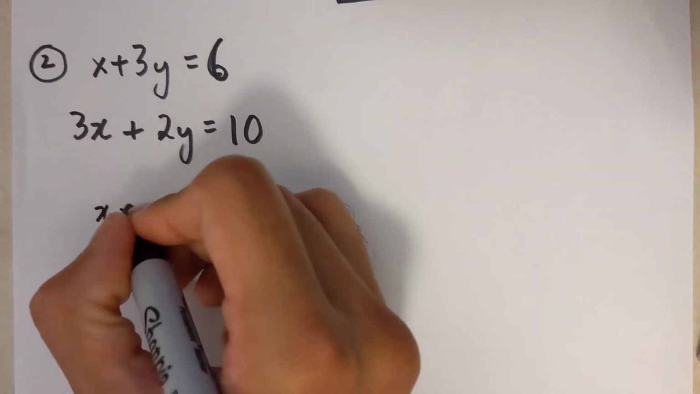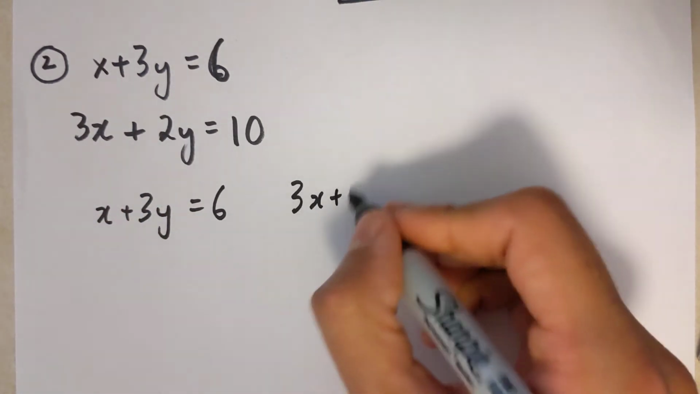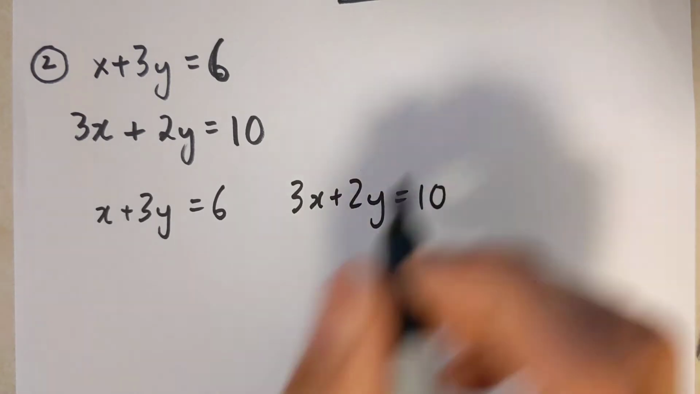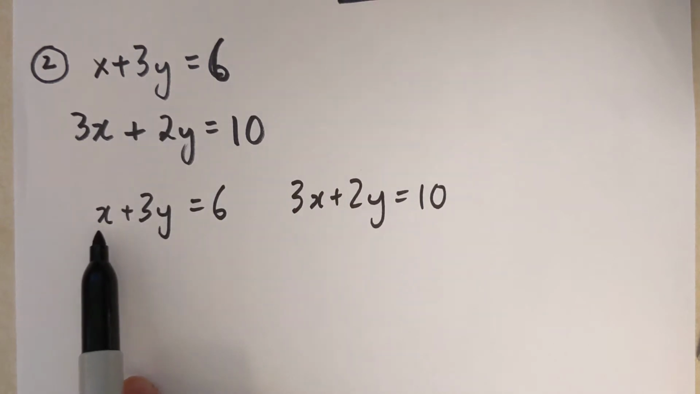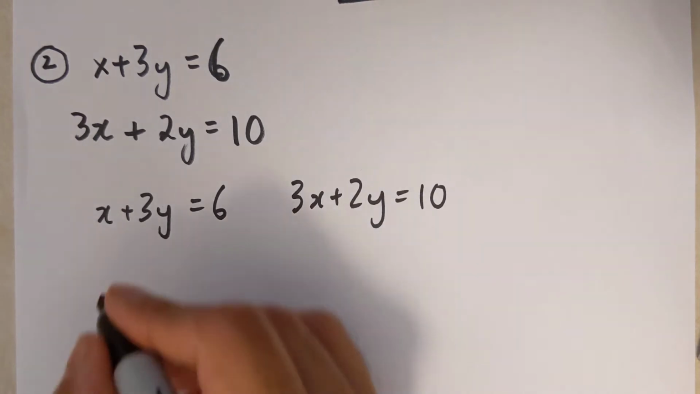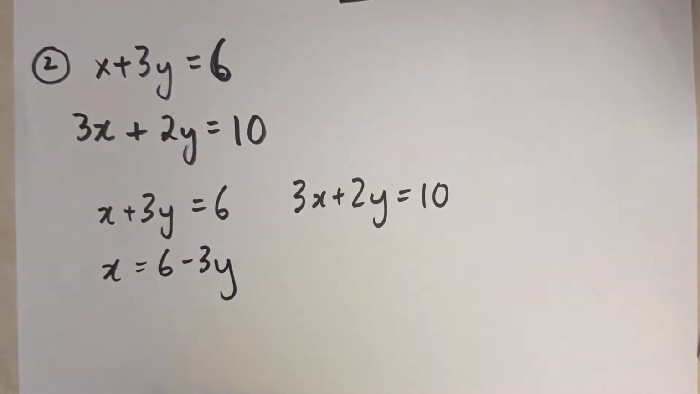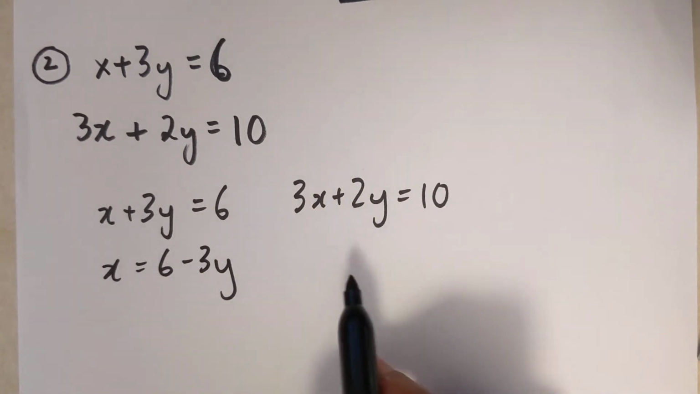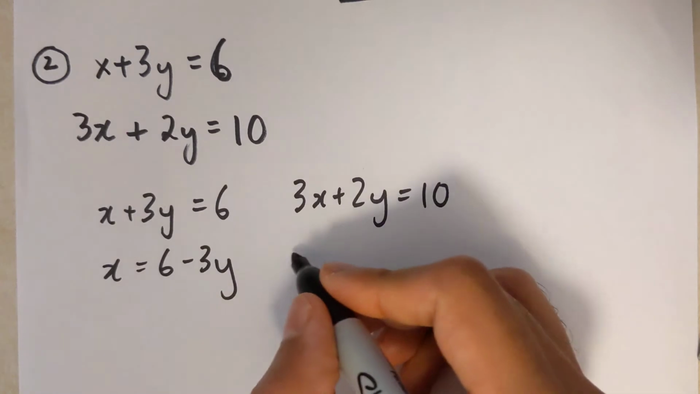Again, I'm going to start by writing my equations side by side. And then I'm going to try and isolate one variable. The easiest variable to isolate is the one with no numbers before it. So I'm going to isolate x over here because the other three ones have numbers. So x equals 6 minus 3y. Once I've isolated, I'm going to sub in the other equation. So I'm going to replace the x here with 6 minus 3y.